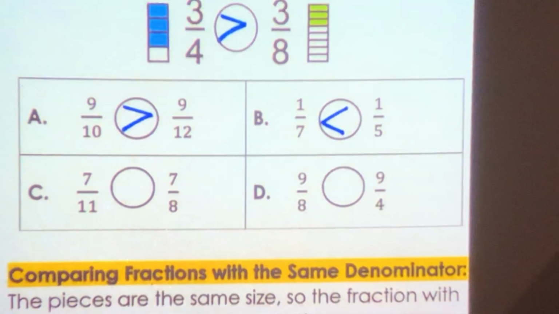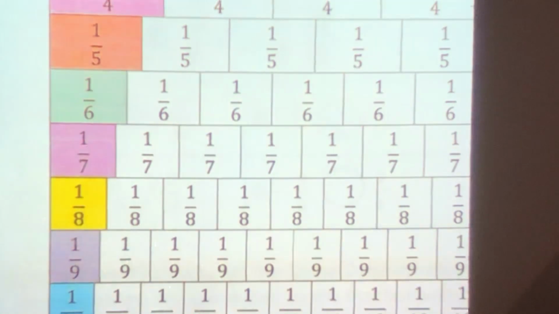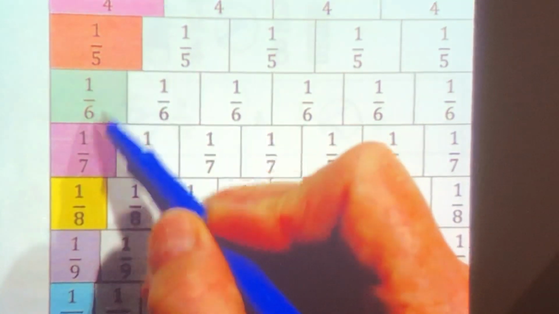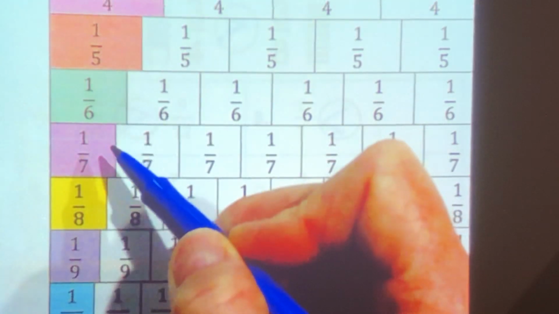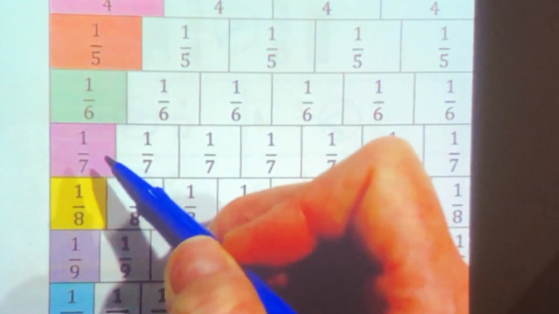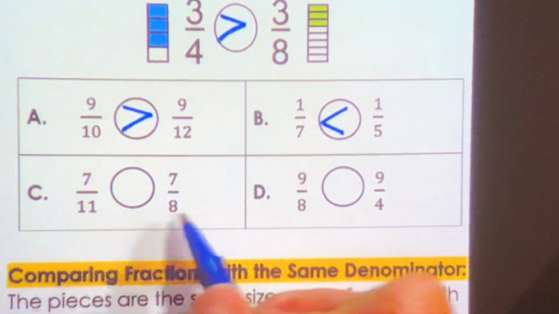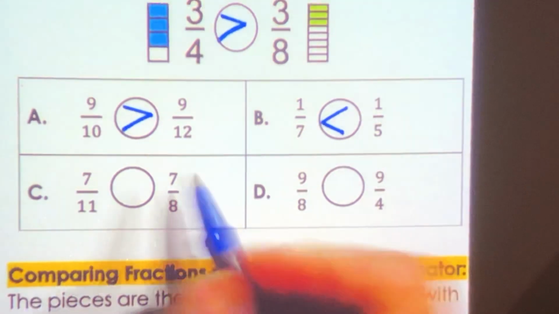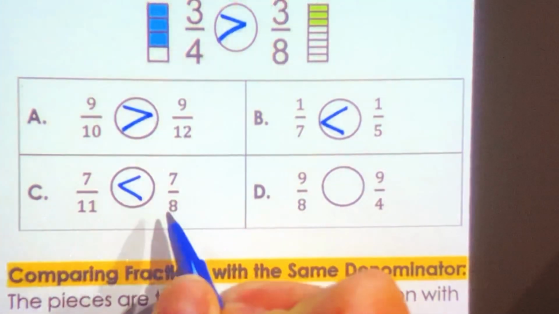And if you're still not sold, look at the chart. I'll bring this up again. Here's 1/5. Here's 1/7. Doesn't 1/5 take up more space than 1/7? It's because this is only cut up into 5 pieces and this is cut up into 7. So lower denominator wins. 7/11 and 7/8. 7/8 will be greater because these pieces are larger.